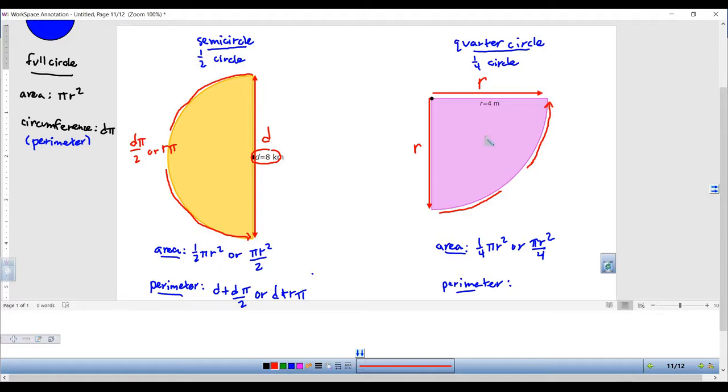I must be hungry because now I'm thinking of this as a part of a quesadilla. Yeah, purple quesadilla.